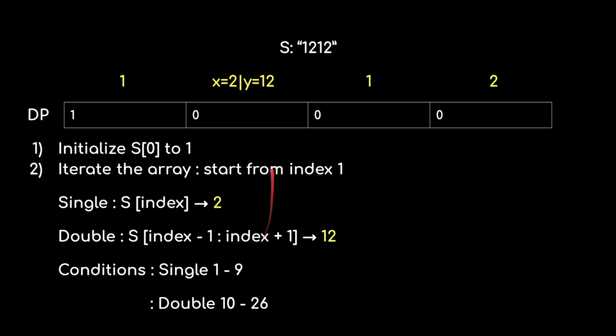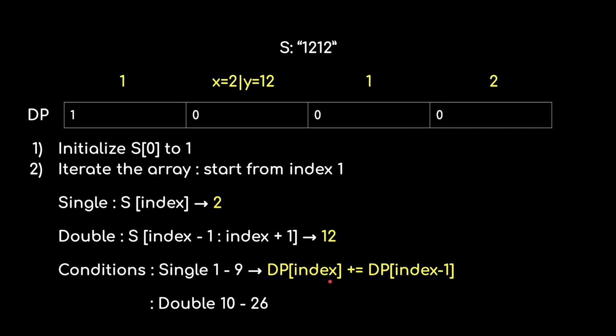When these values are satisfied, what we're going to do is, for this single digit, we are going to add the value of the previous index to the current index. So this 0 now becomes 1. And we are going to repeat a similar thing for our double digit. What we are going to do is, we are going to add the value of the previous 2 index to this current index.